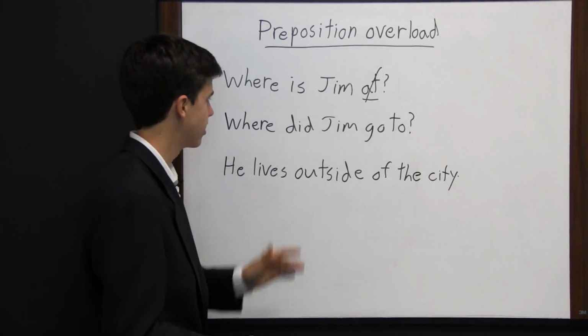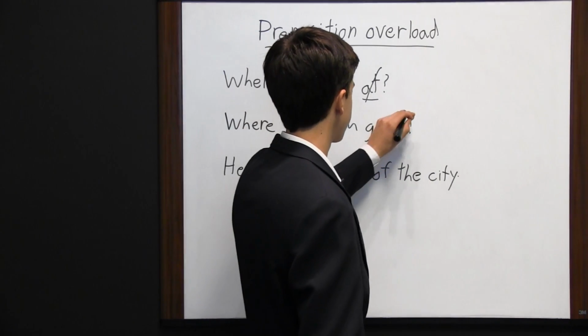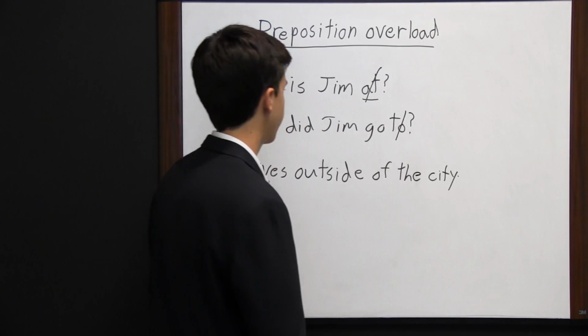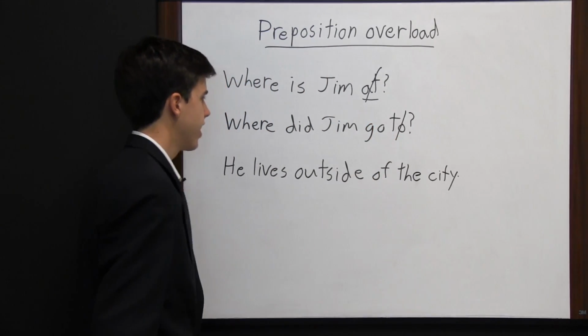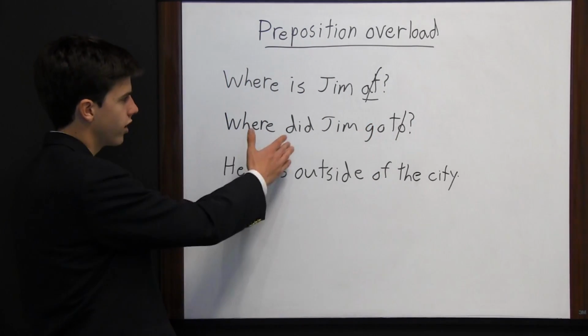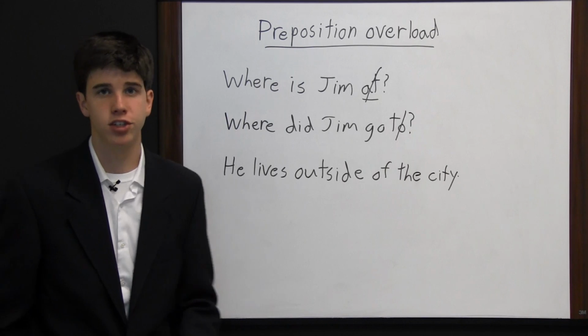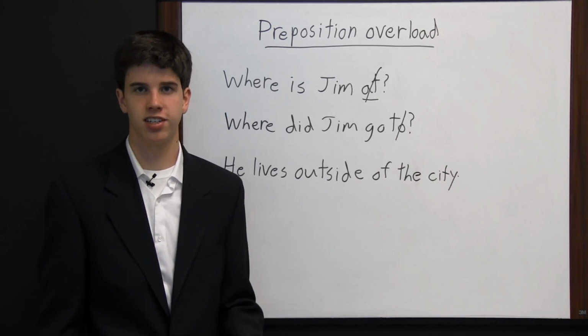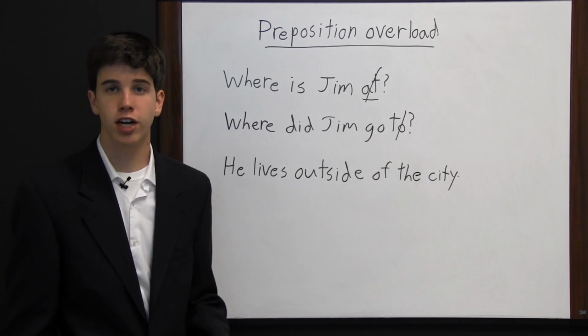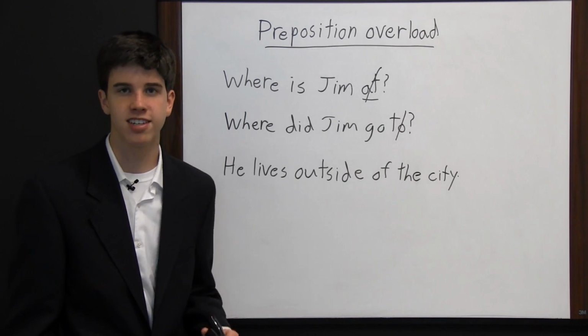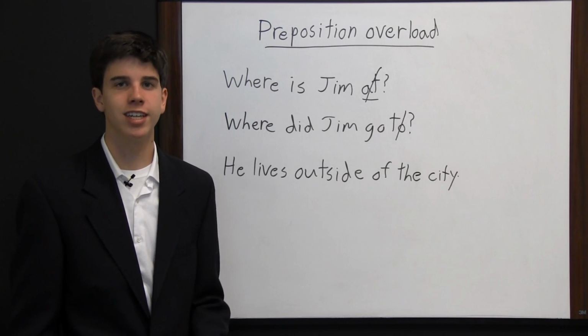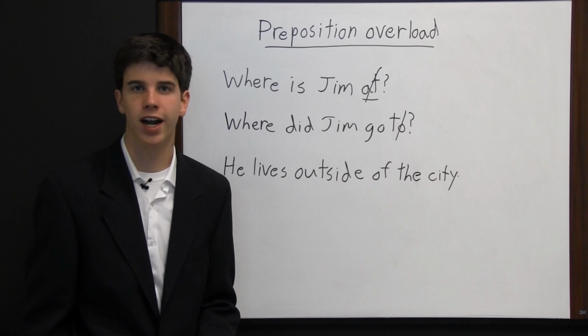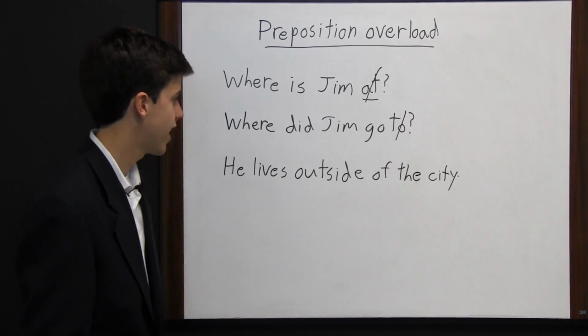Take a look at this next sentence. Where did Jim go to? We can again draw a line through that preposition right there too, and try reading the sentence without "to." Where did Jim go? So a good way of determining whether a preposition in a sentence is needed or not is just by crossing out the preposition, or reading the sentence without the preposition, and seeing if the sentence still sounds grammatically correct. Take a look at this last example.